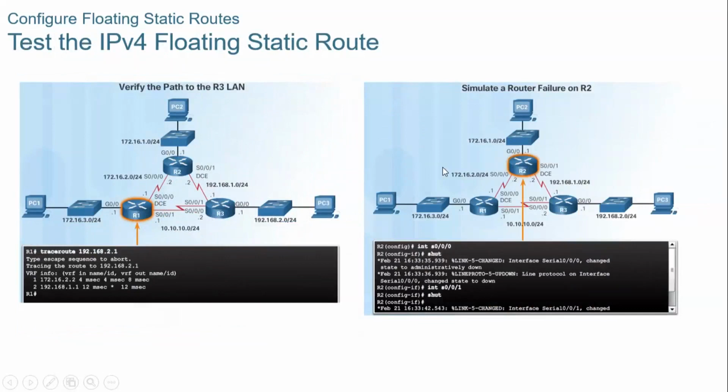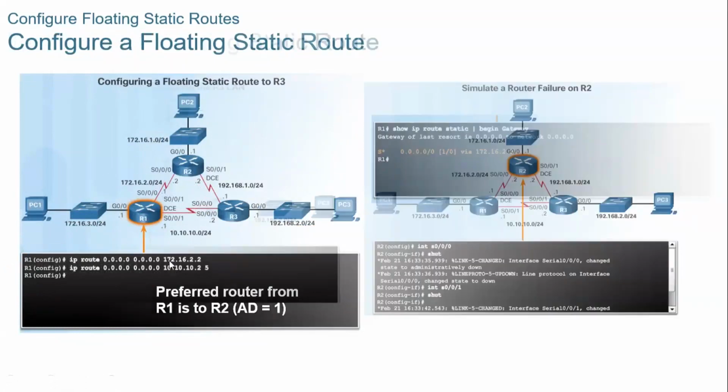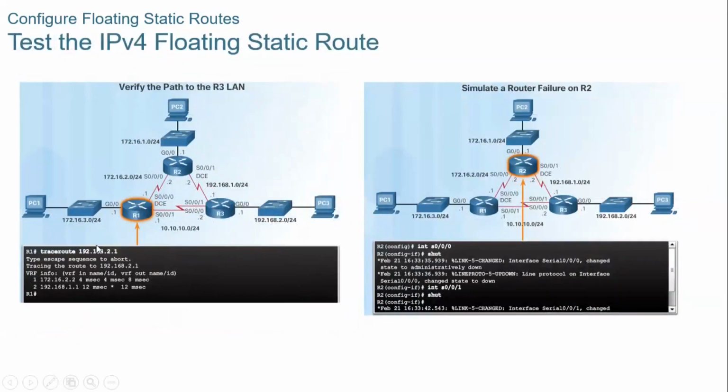So let's test it out. This will show you how the floating static route works. We set the information just now. We configured these two, and then we did a trace route. We trace route from R1 to the network 192.168.2.1, which is this one. You see that from R1, it will go to 172.16.2.2. From there, it will go to 192.168.1.1 before it reaches the destination. So it went this way. That's what we configured.